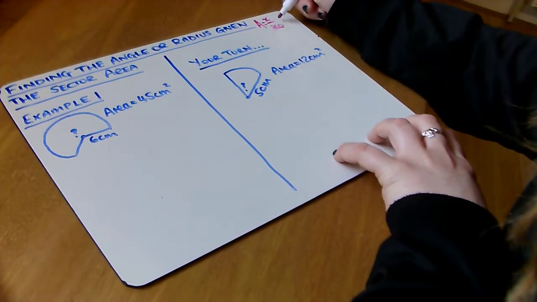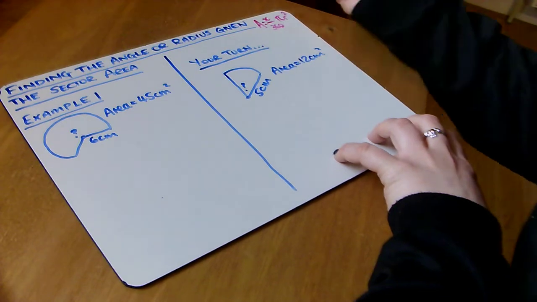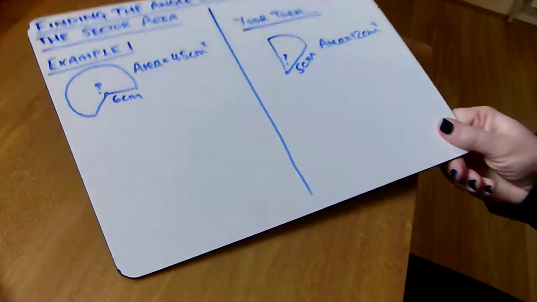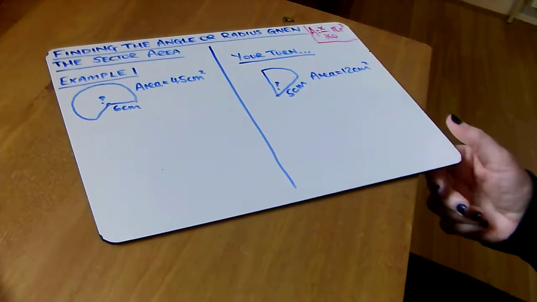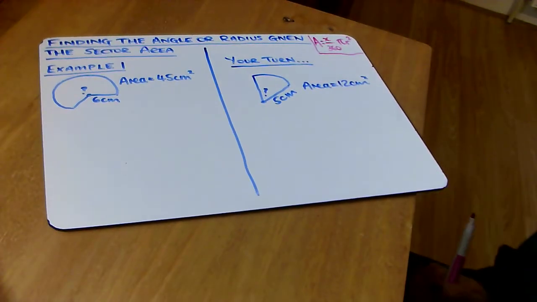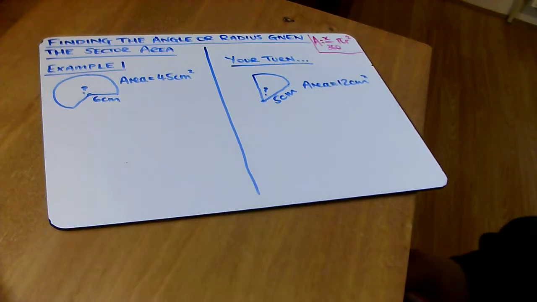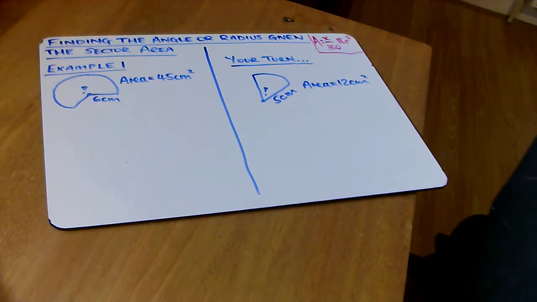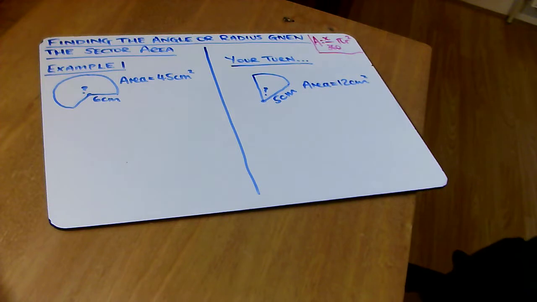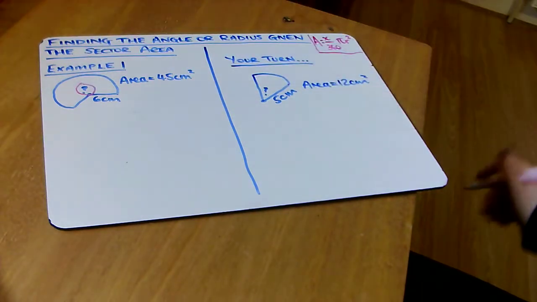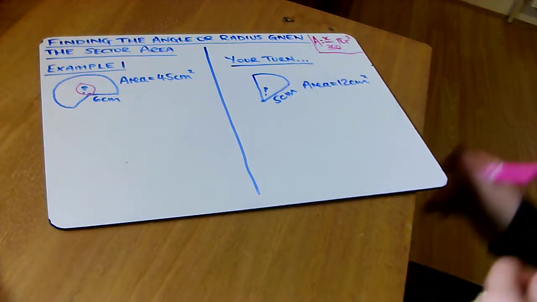our formula was the area is equal to the angle over 360 degrees multiplied by pi multiplied by the radius squared. So let's have a look at example 1 here. We're told that the area is 45 square centimetres. We can see that the radius is 6 centimetres and we don't know what the angle is in the middle. So that's what we're trying to find just now.